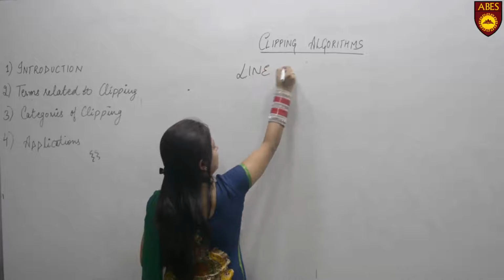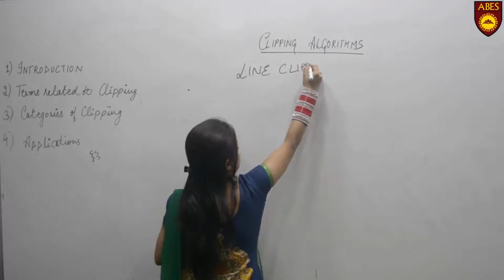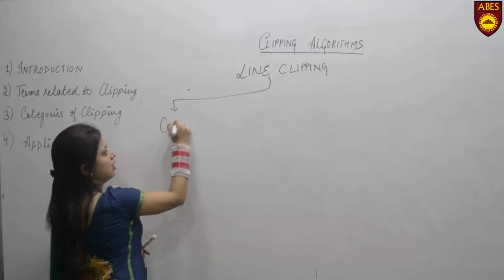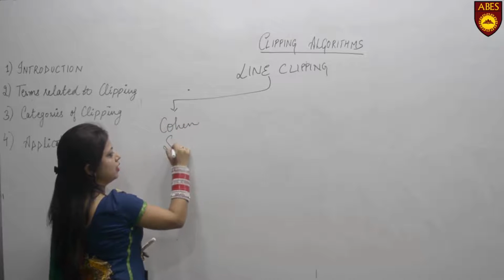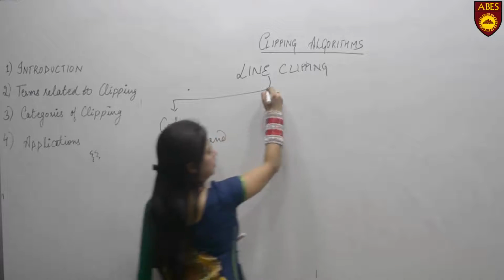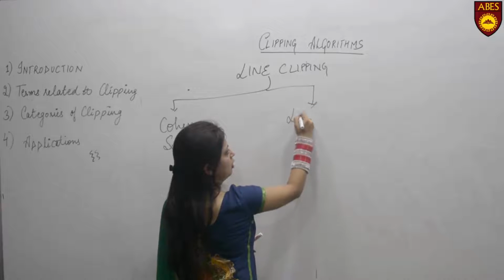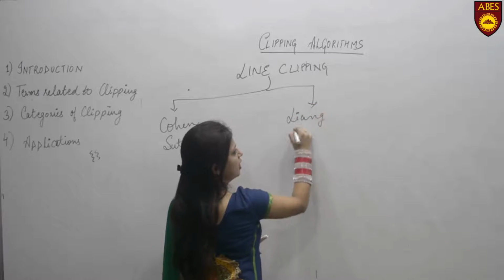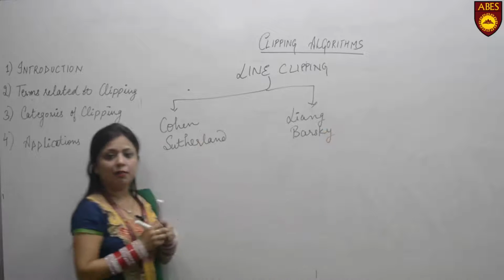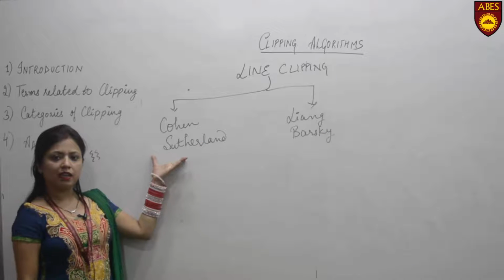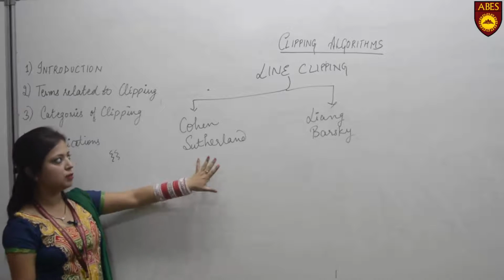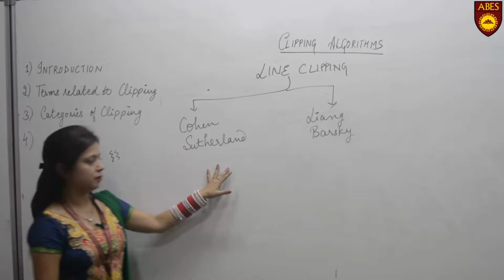Now we have categorized the line clipping algorithms into 2 parts. One of the algorithms was given by 2 scientists, Cohen and Sutherland. So they named the algorithm the Cohen-Sutherland algorithm. And the other category of algorithm is the Liang-Barsky line clipping algorithm. I'll be discussing first the Cohen-Sutherland algorithm, which is the most famous algorithm used in the field of computer graphics for line clipping.